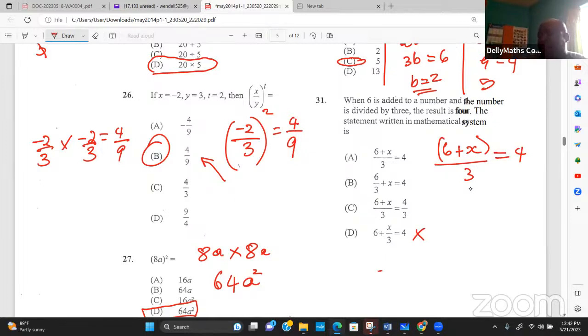6 is added to a number already. So that's a new number. That number was divided by 3. So you're looking for this. Be careful.